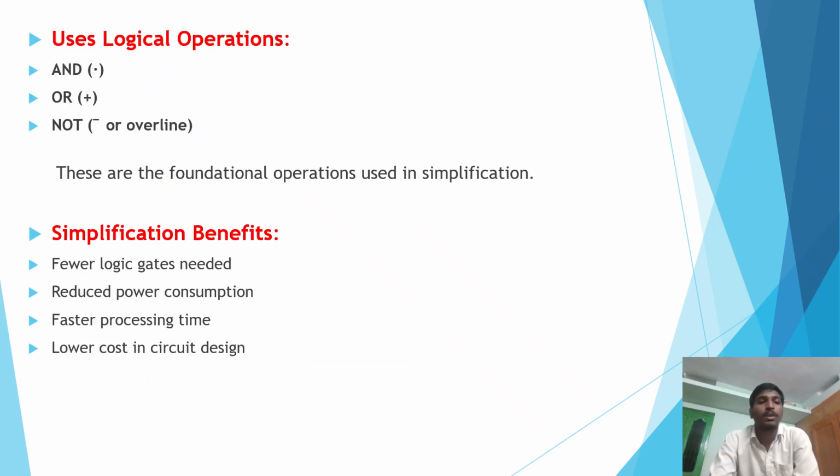Uses of logical operations. First one is AND. It is denoted with a point. The second one is OR. It is denoted with plus. Third one is NOT. It is denoted with an overline. These are the fundamental operations used in simplification. Simplification benefits: fewer logical gates needed, reduced power consumption, faster processing time, and low cost in circuit designing.